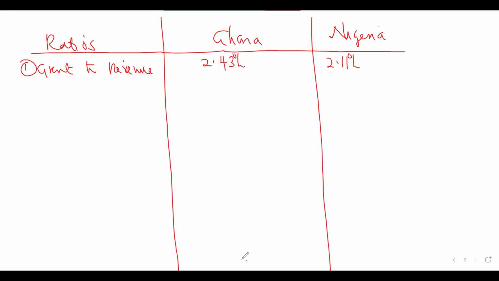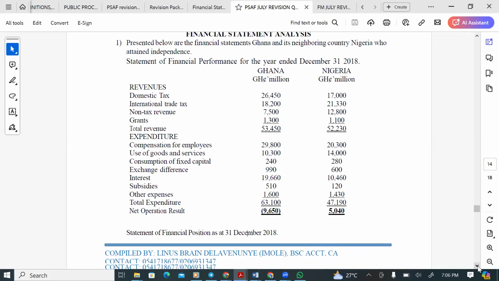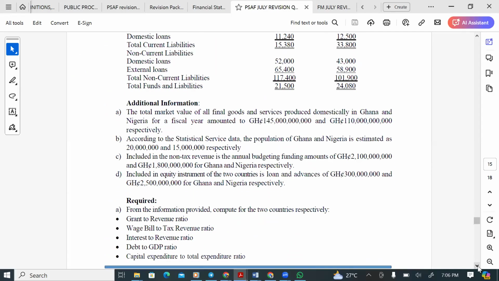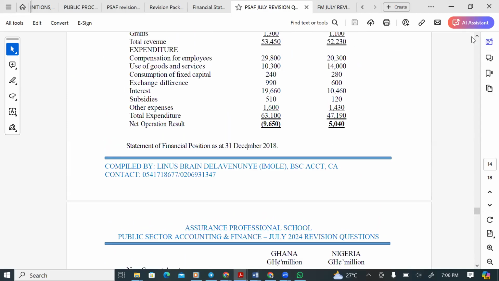The next one is what? The next calculation that we have to do. Let's go and pick the next ratio there. What is our next ratio? Wage bill to tax revenue ratio. Wage bill is what? Compensation for employees.